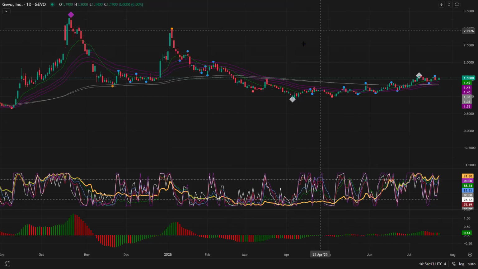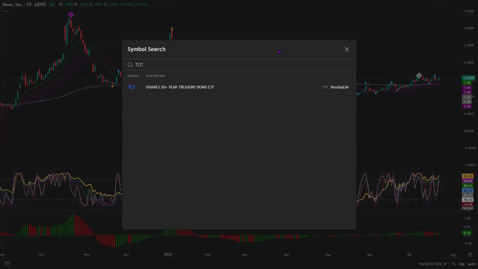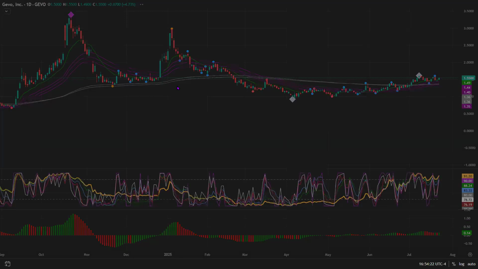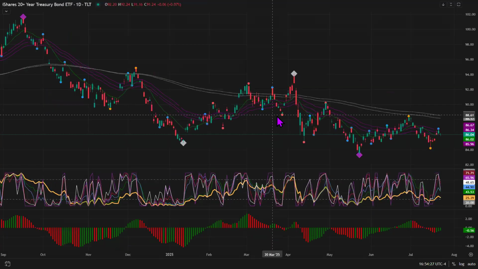TLT. But I'm not a registered advisor. That's just my opinion. Okay, I'm not registered, so it's just my opinion. That's why I put the disclaimer up. I'm just telling you what I'm seeing on the charts.